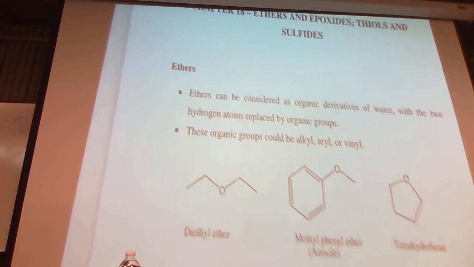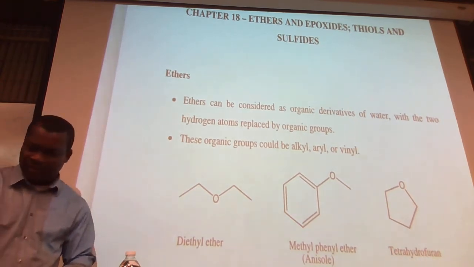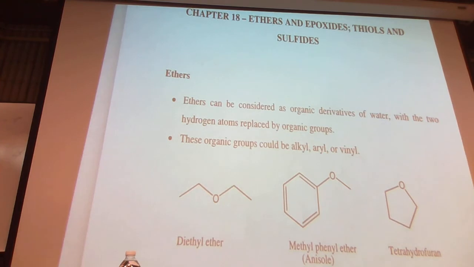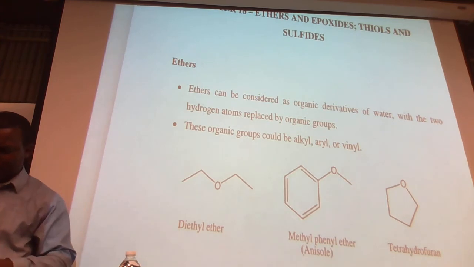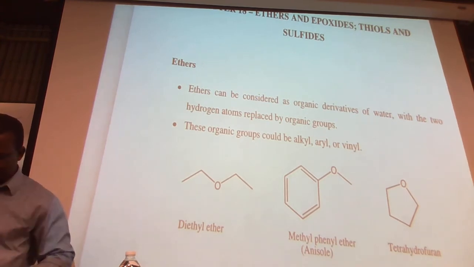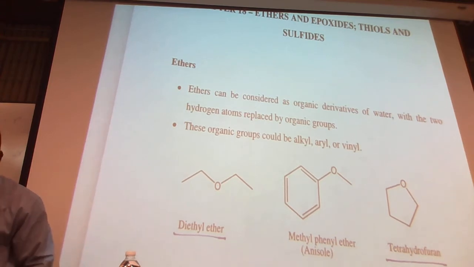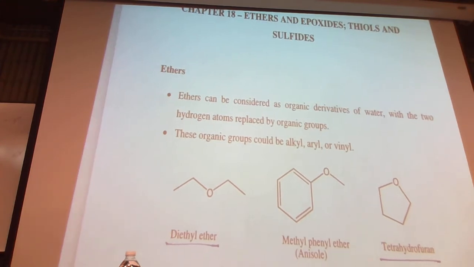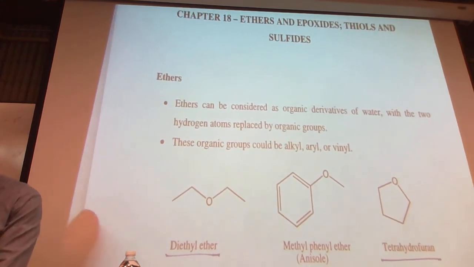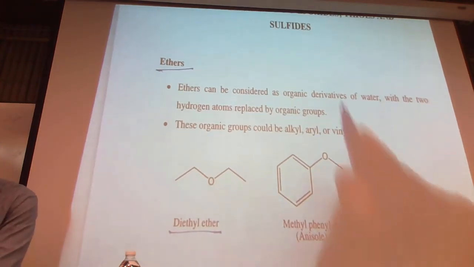We're continuing with chapter 18, which is ethers and epoxides, thiols, and sulfides. By now, you guys have heard about solvents like diethyl ether, THF, tetrahydrofuran, and those solvents fall under the category of compounds that are classified as ethers. We can consider those as organic derivatives of water.